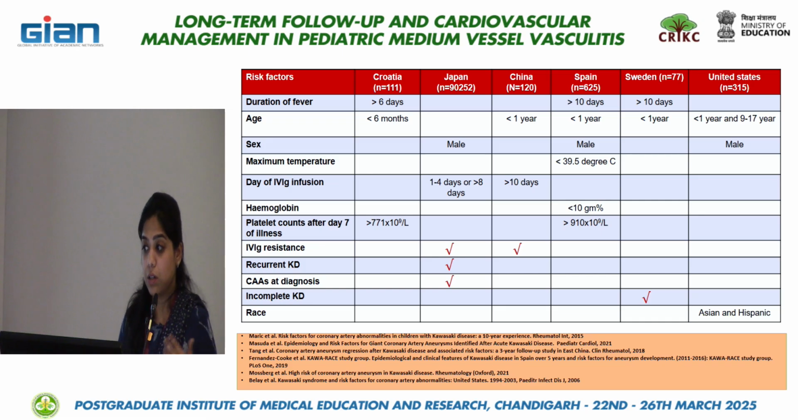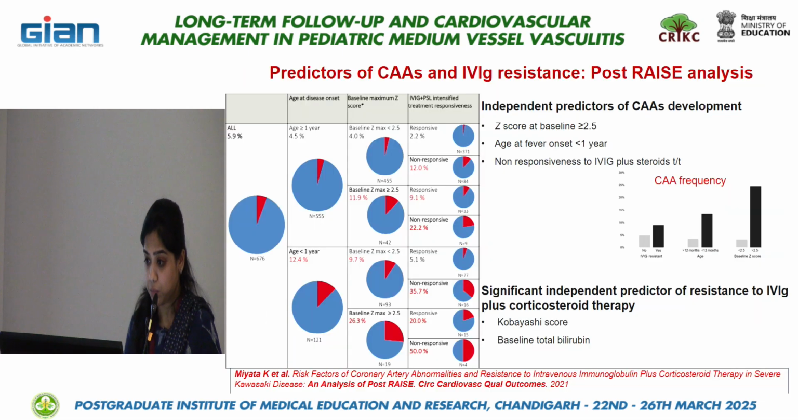Thrombocytosis has been mentioned in studies from Croatia and Spain as a high risk factor. IVIG resistant refractory disease, recurrent disease, coronary artery aneurysm diagnosis, atypical KD. So all these are the risk factors that they have mentioned.